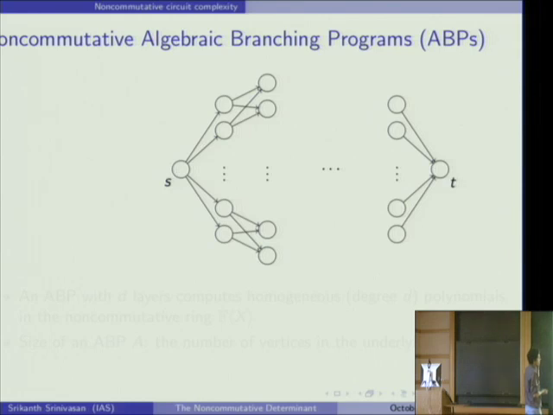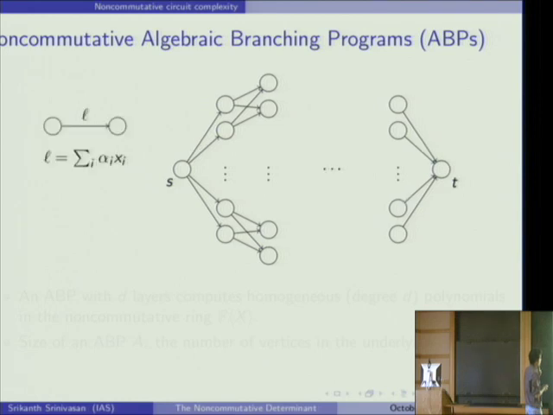So a non-commutative algebraic branching program formally is simply again a directed acyclic graph. Now we have two important nodes, the source node and the sink node of this graph, which will play an important role. And the edges of this graph are actually going to be labeled by linear forms over my variables. Okay. So now I have this kind of weighted graph. The weight of every edge is some sort of linear form over my variables.